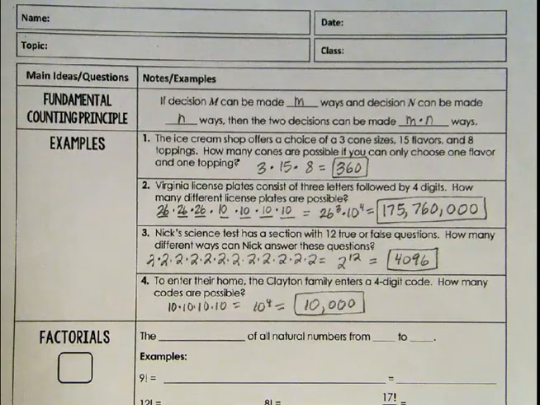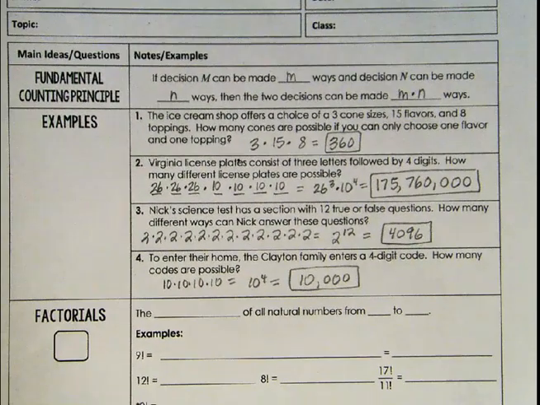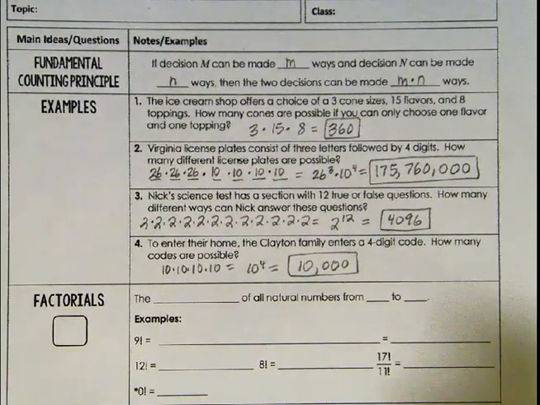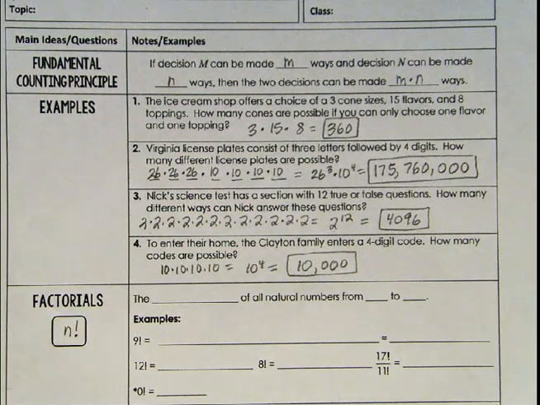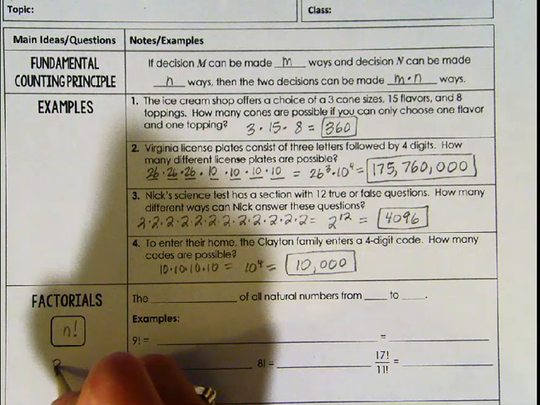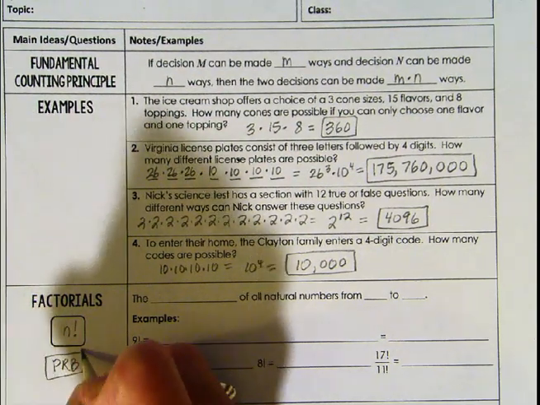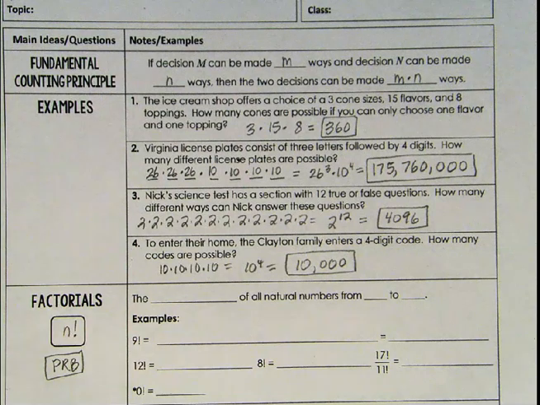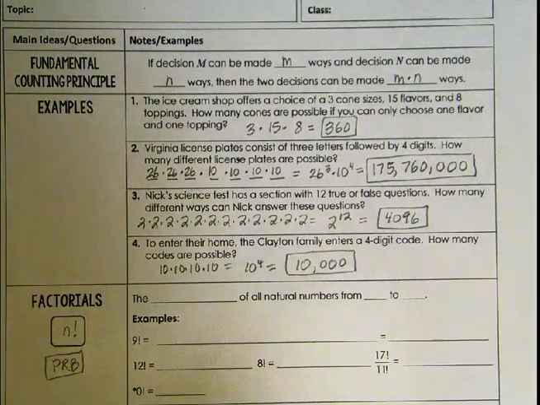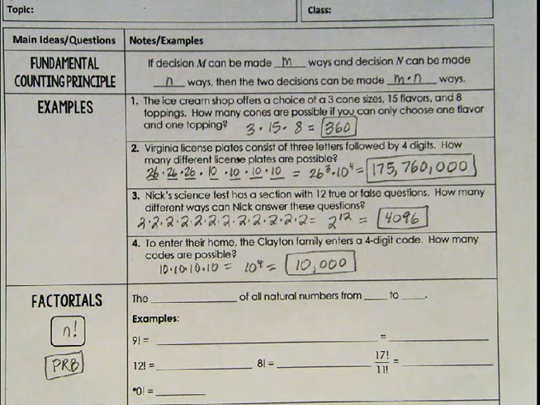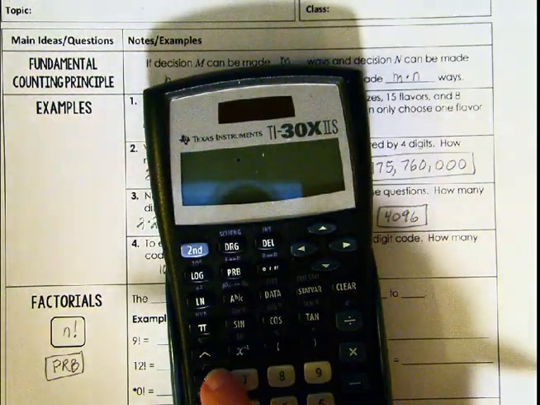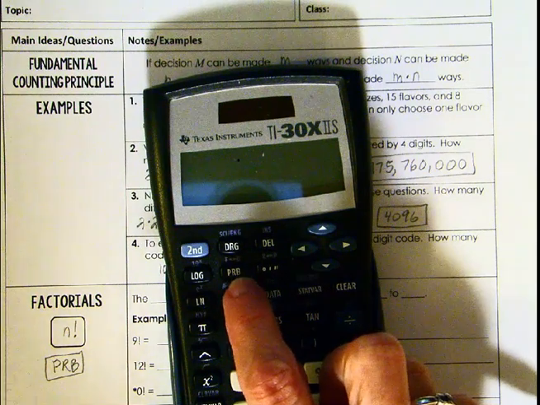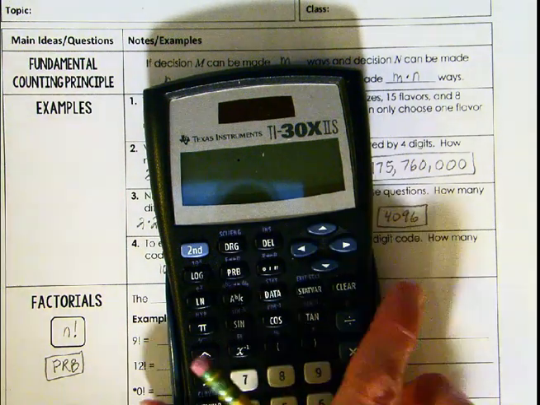The next section looks at factorials. Factorials is that exclamation point. A lot of times we see it like this. It is on your calculator under the button that says PRB. It's right above the button where the fractions are. Let me grab mine right quick. Should have had it a little bit closer to my screen. But it's right underneath the PRB button, which is the one right there. And we'll show you how to use that in just a moment.